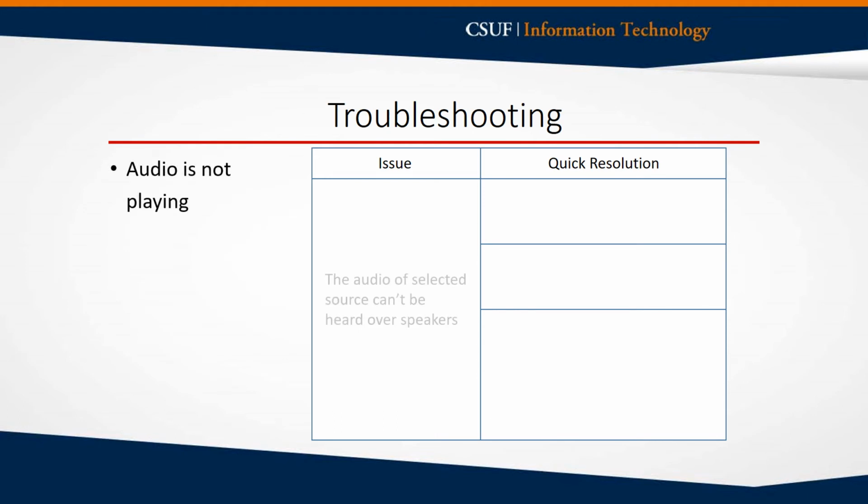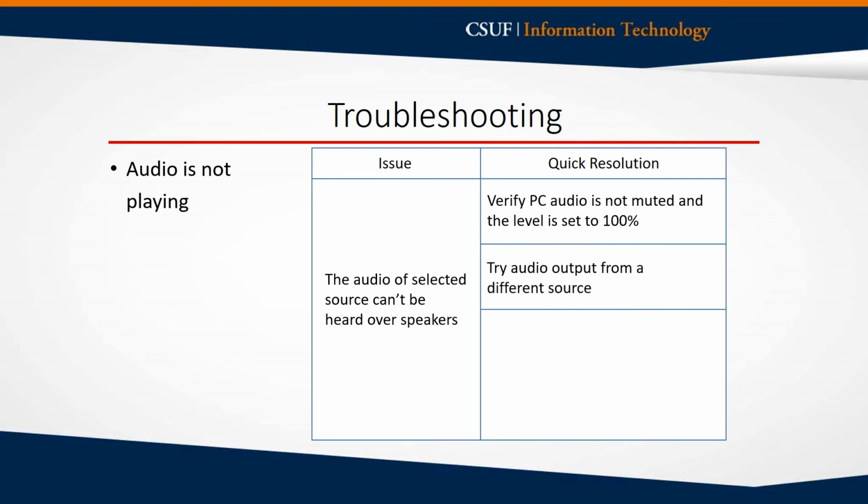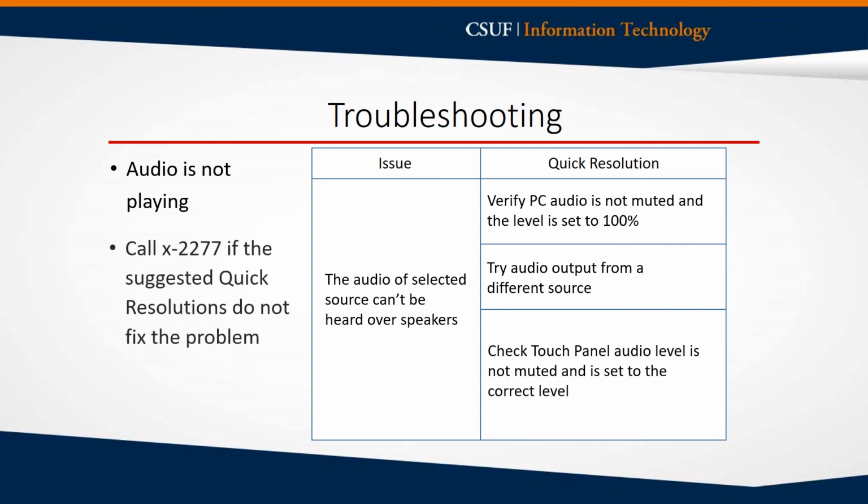If the system is on and one of the computer-routed audio sources can't be heard over the classroom speakers, check that the audio output level of the PC or laptop is not muted and is at 100%. If using a computer source, verify that the audio source is not corrupted by selecting a different source, for example, a link from pbs.com if a youtube.com audio source is not working. For all sources, check that the touch panel audio level is not muted and is set to the correct level.